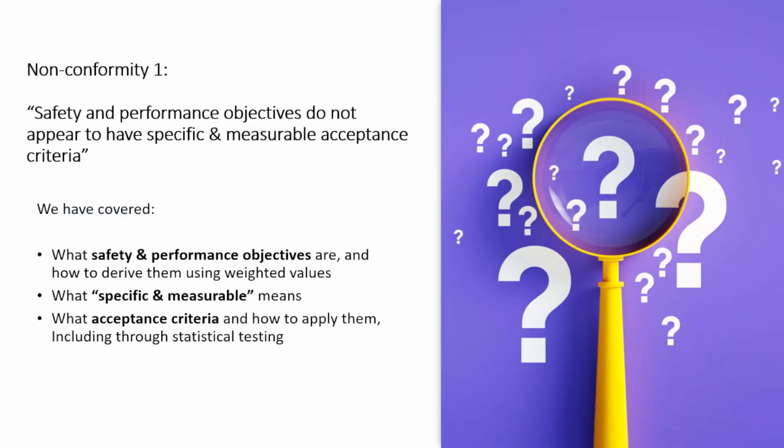So let's go back to the original non-conformity. Safety and performance objectives do not appear to have specific and measurable acceptance criteria. So we covered what safety and performance objectives are and how to derive them using weighted values following a state-of-the-art literature review. We've set out what specific and measurable means, and the process that we outlined means that you will generate specific and measurable acceptance criteria. We've talked about what acceptance criteria are and how to apply them, including through use of statistical testing.